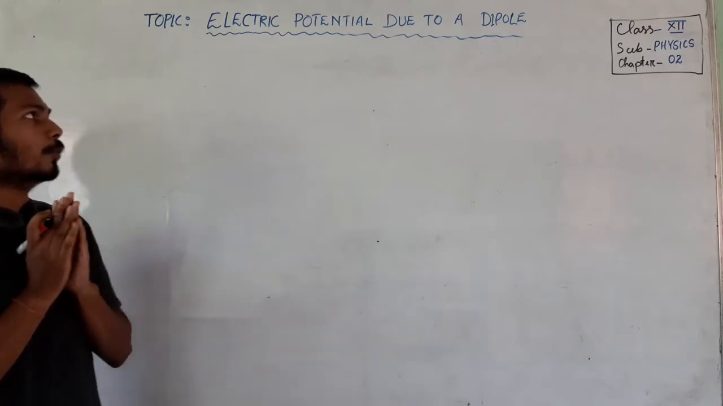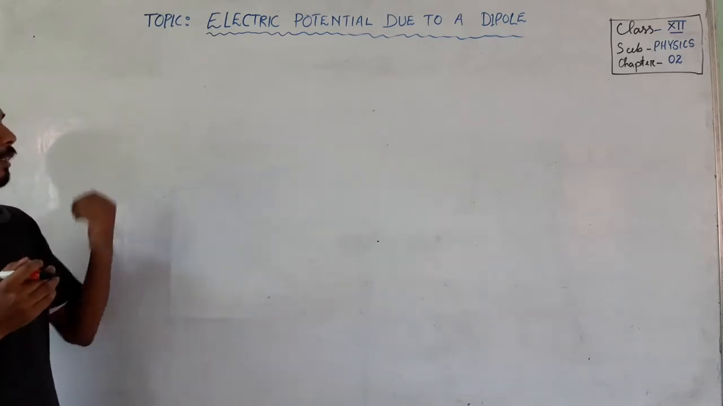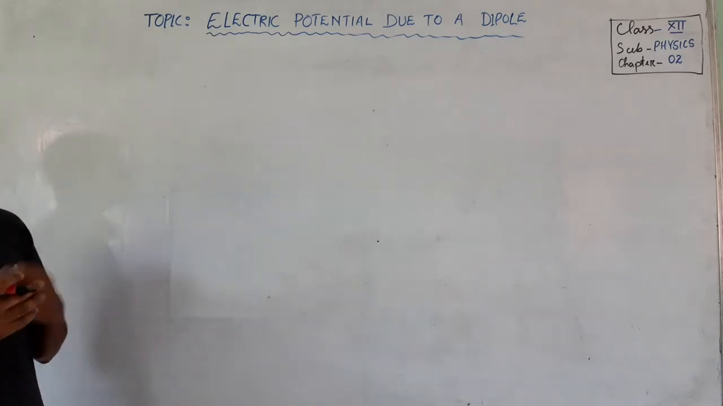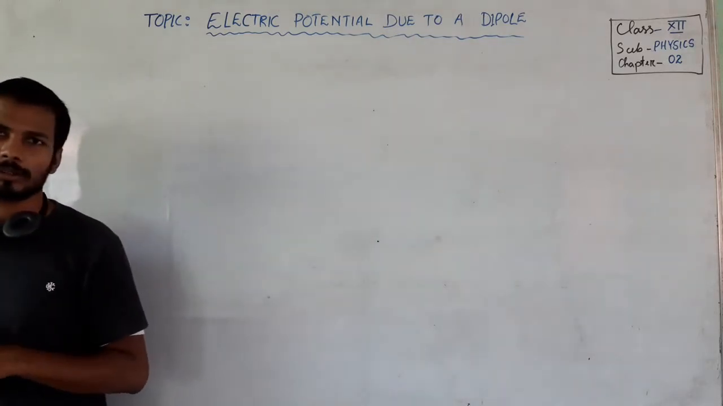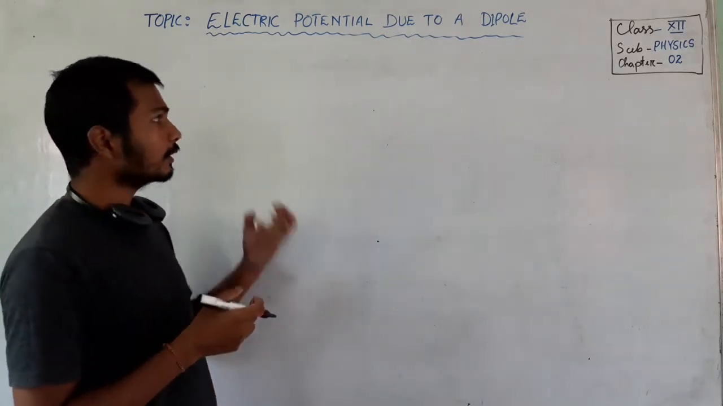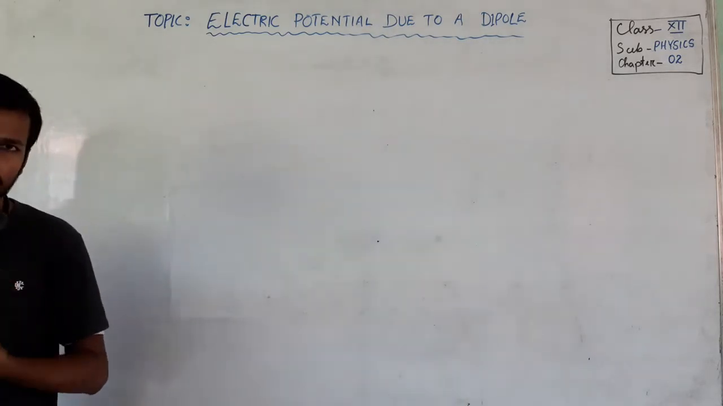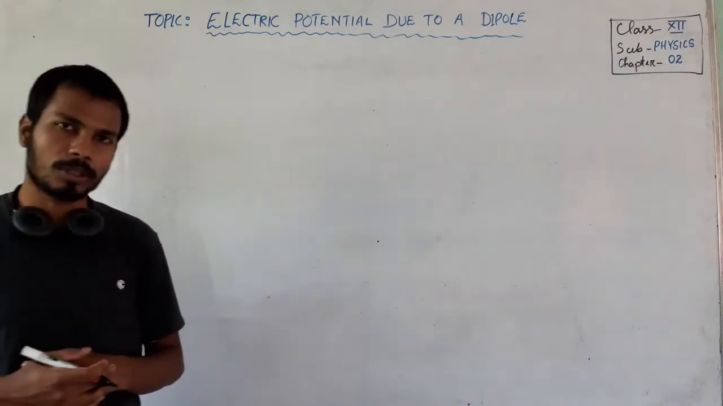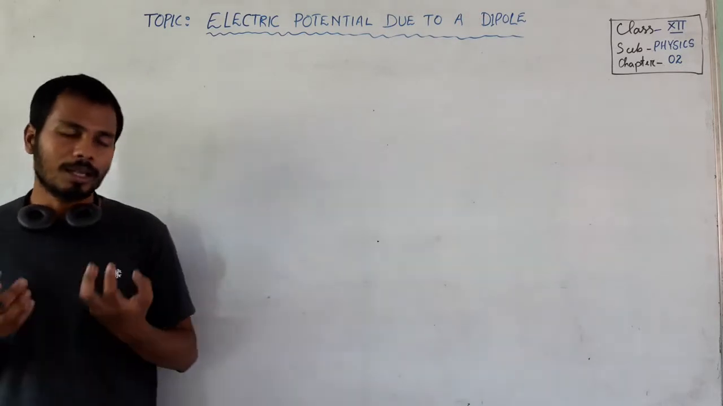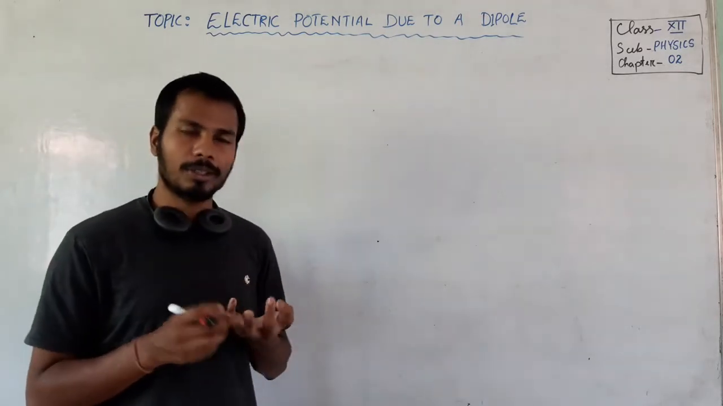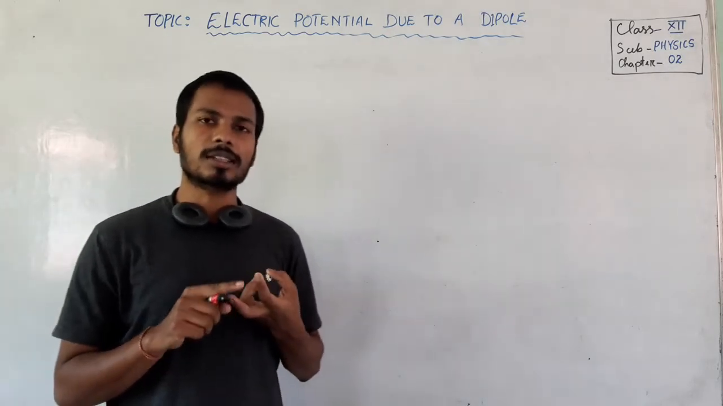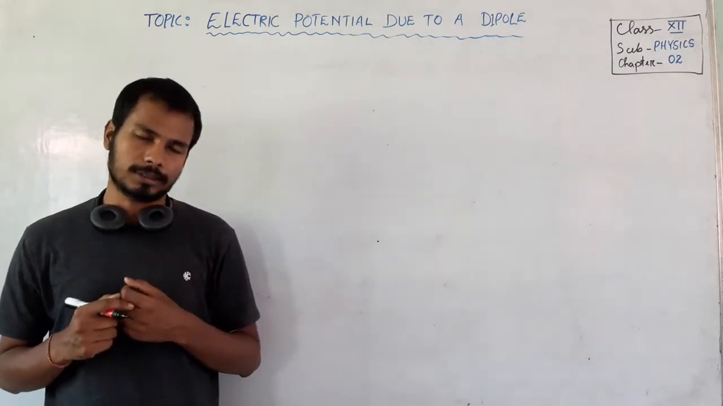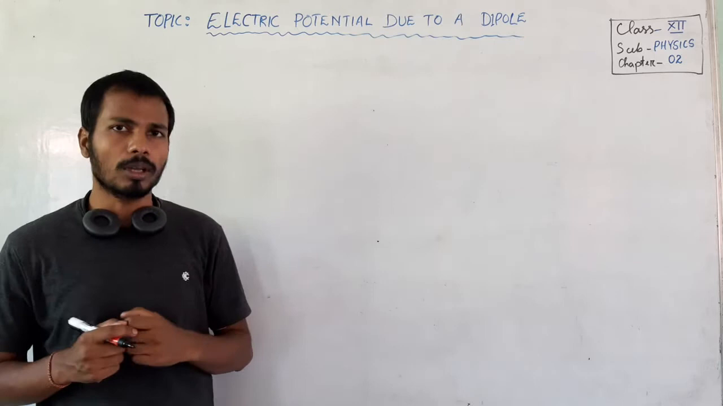Today we are going to learn electric potential due to a dipole. Previously we have learned electric potential due to a point charge. Now in this class we are going to learn potential due to a dipole. So we know what a dipole is. A dipole is an entity or a system in which two equal and opposite charges are separated by a small distance. That is called a dipole.